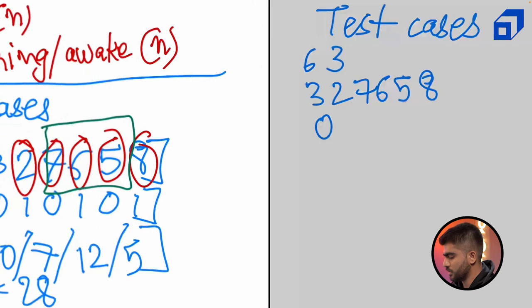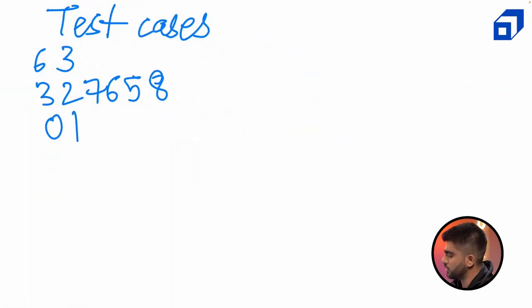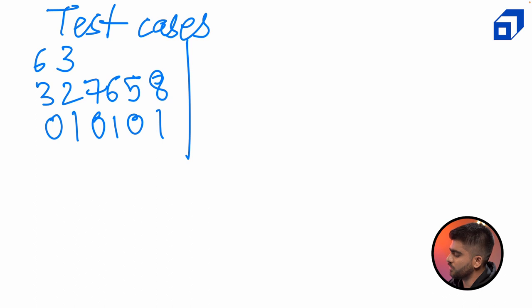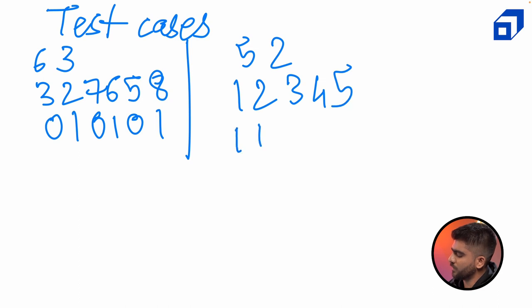6, 5, 8, 0. Was it 0 first or 1 first? Okay. 0, 1, 0, 1, 0, 1. Another test case which we can think of: 1, 2, 3, 4, 5, and all of them are ones.